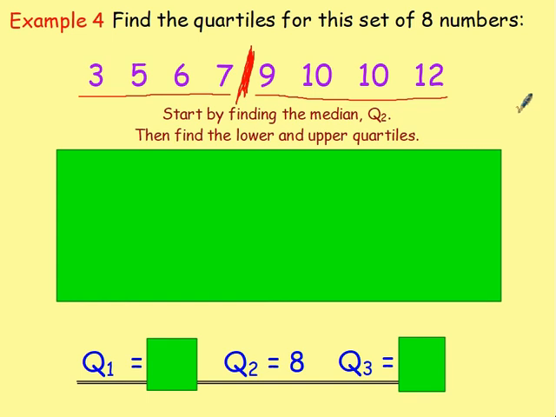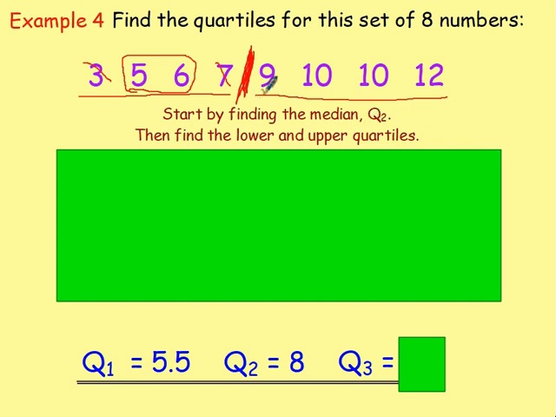So, for Q1, what do we do? We want to find the middle of that lower set of numbers. So with the 3, the 5, the 6, and the 7, crossing off 1 from the left and 1 from the right, you can see that you've got 5 and 6 in the middle. So you need the number that's halfway between them. If you're unsure, add them together, you get 11. Half that and you get 5.5. Either way, it works. Between 5 and 6 is 5.5.